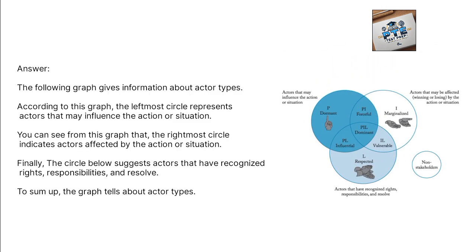The following graph gives information about actor types. According to this graph, the leftmost circle represents actors that may influence the action or situation. You can see from this graph that the rightmost circle indicates actors affected by the action or situation. Finally, the circle below suggests actors that have recognized rights, responsibilities, and resolve. To sum up, the graph tells about actor types.